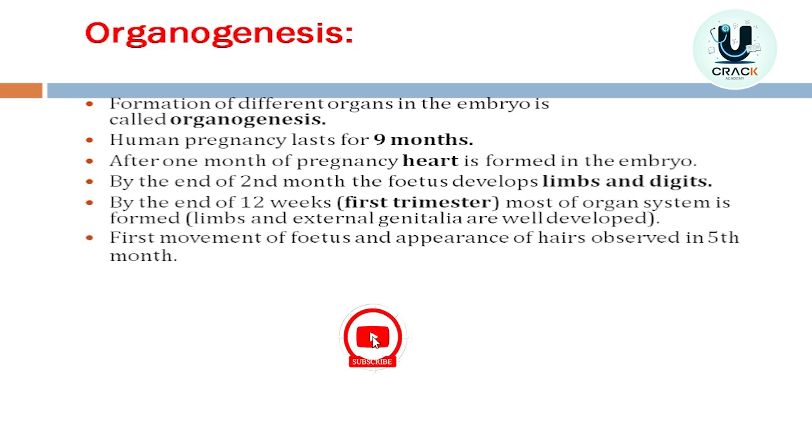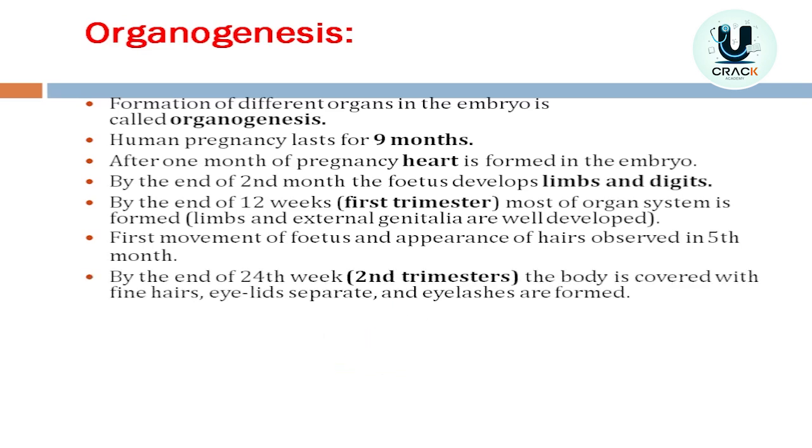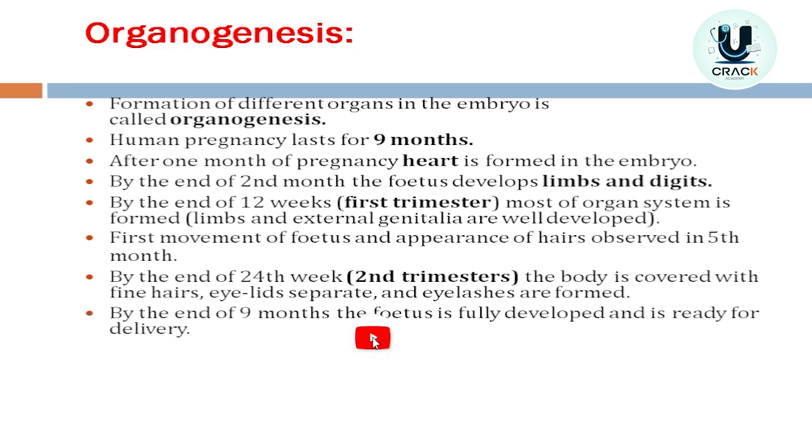The first movement of the fetus is observed in the 5th month of the baby. By the end of the 24th week, the body is fully covered with fine hairs, and eyelids and eyelashes are present. By the end of the 9th month, the fetus is fully developed and ready for delivery.